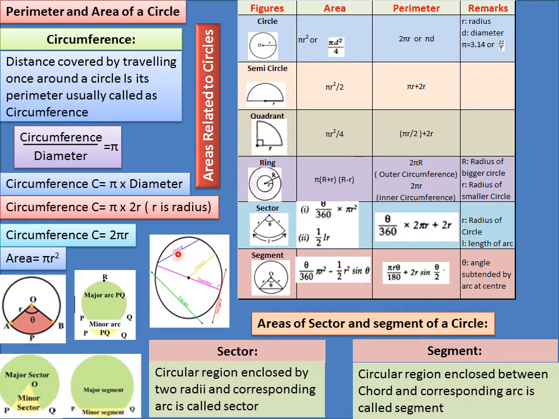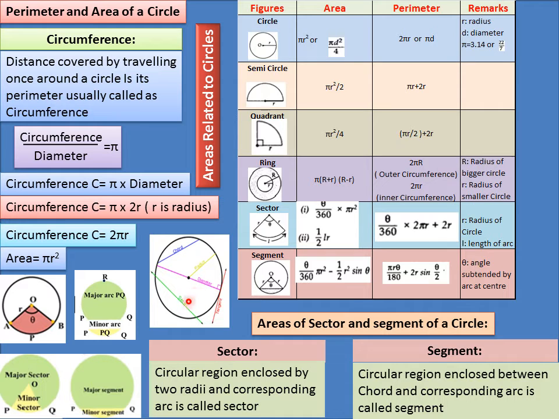I hope you are able to differentiate between chord and secant. A secant is a line passing through 2 points on the circle, and it is further extended on either side, whereas a chord is a line segment joining 2 points on the circle. So these are all the various terms that you are also required to know: chord, secant, tangent, radius and diameter.